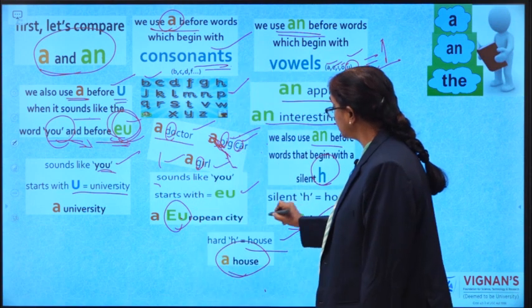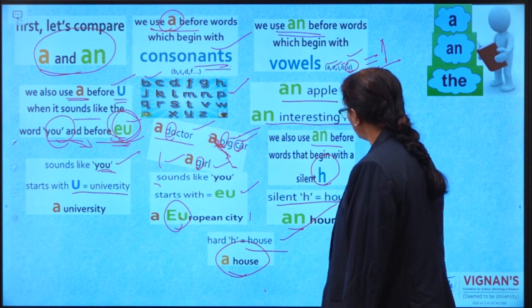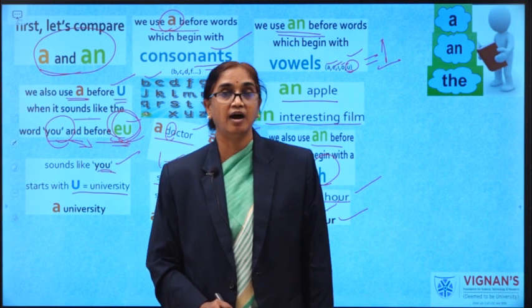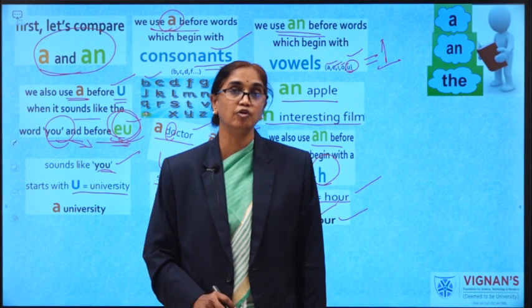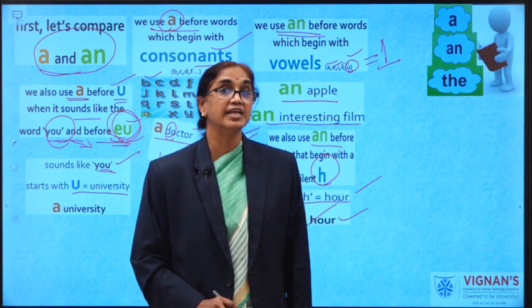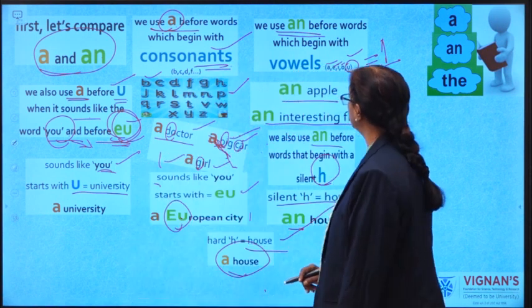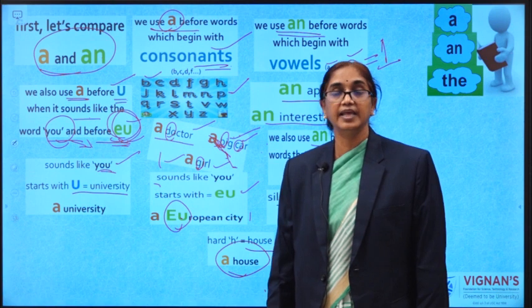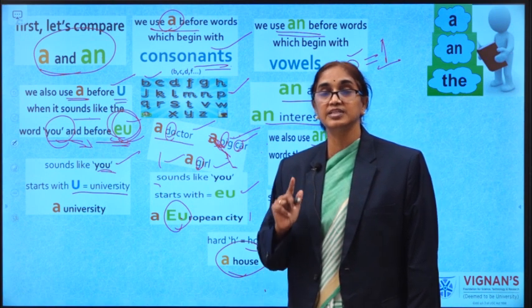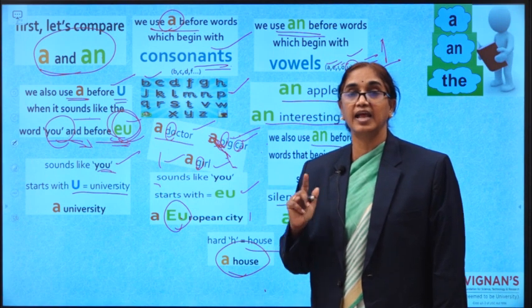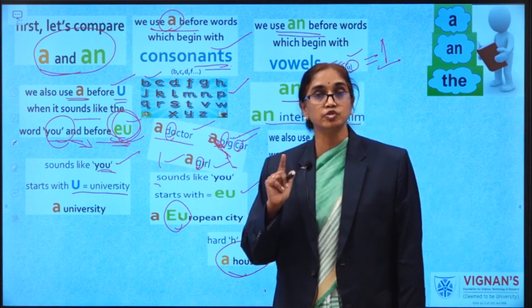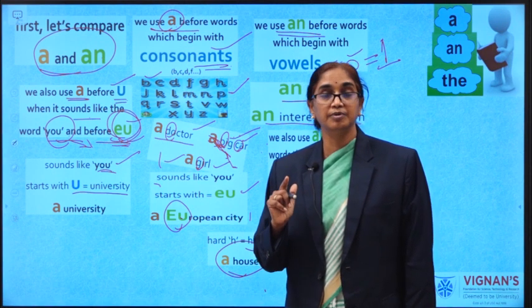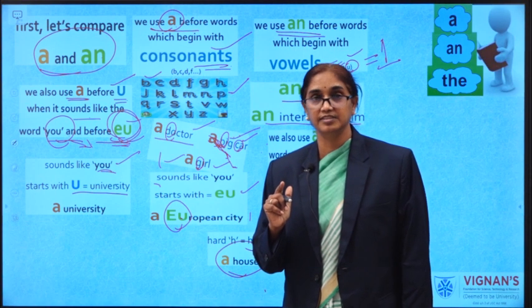So, in these kinds of sounds, which are both voiced and voiceless, remember when H is voiceless, we use an before it, and when H is voiced, we use a before it. This is the thumb rule you need to keep in mind. So, this is the distinction between the usage of a or an. A or an means one, it represents a singular subject, and a or an are alternatively used. A is used before the nouns which start with the consonant sound. An is used before nouns which start with a vowel sound.